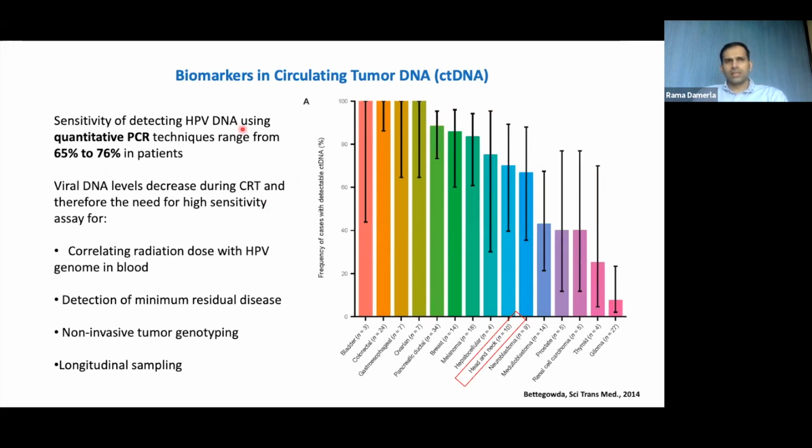So the sensitivity of detecting HPV by qPCR is very low, around 65 to 76%, which is pretty low. So we thought we should develop a test that is pretty high in sensitivity. Also, the frequency of head and neck cancer cases with a detectable amount of ctDNA is around 65%. So we wanted to develop a much more sensitive test so that it is beneficial for diagnosis.